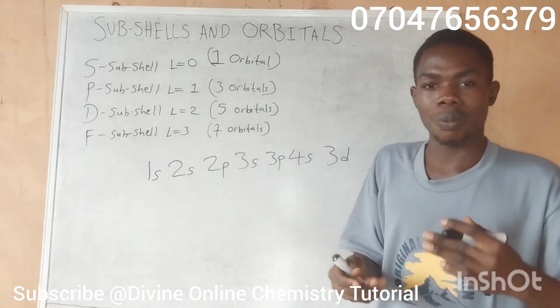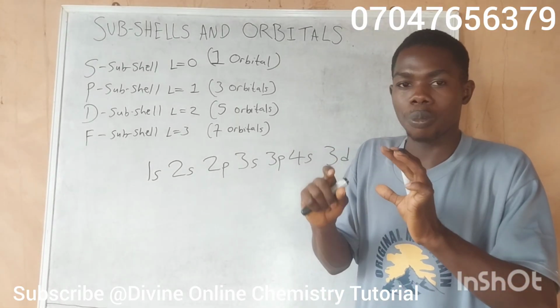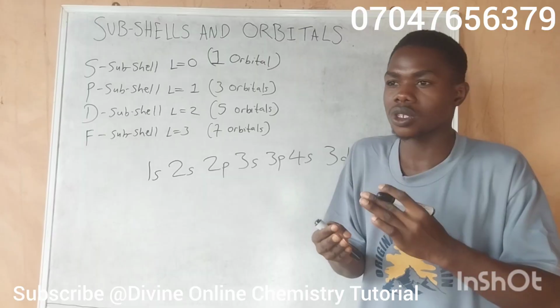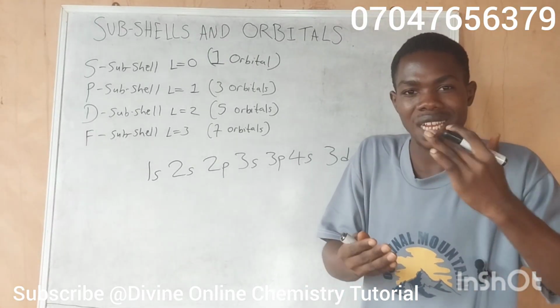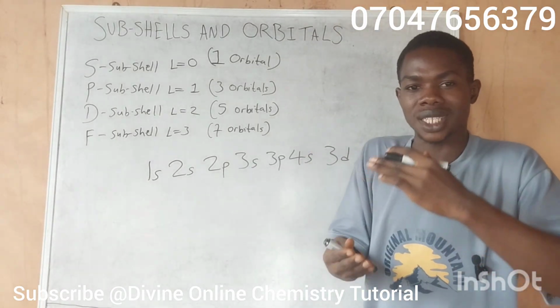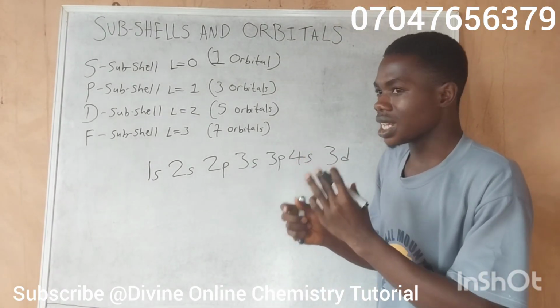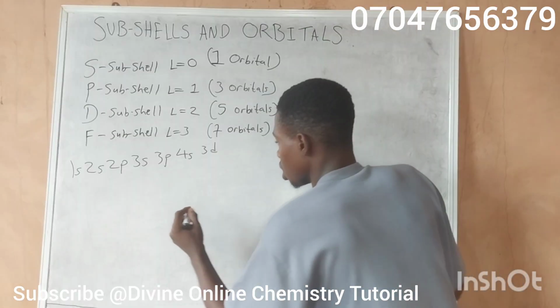So from here, let's also talk about orbital diagrams. In filling electrons in orbitals, there's a diagram that we use, which we refer to as the orbital diagram. At the top of the orbital diagram, we normally label this sequence. I'll be sketching the diagram right now. The diagram looks like this.